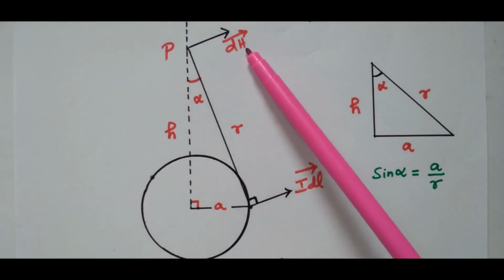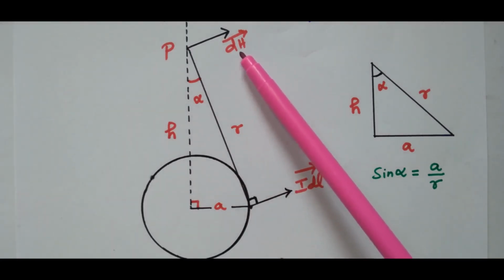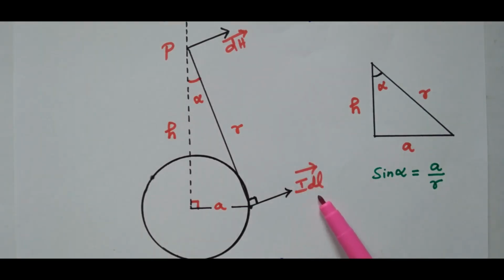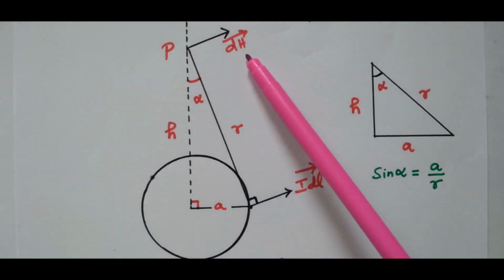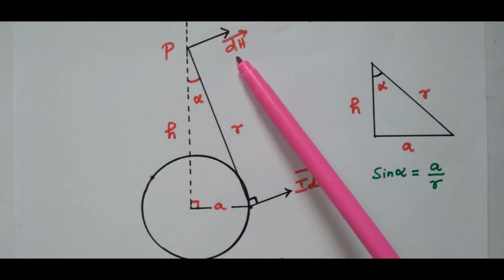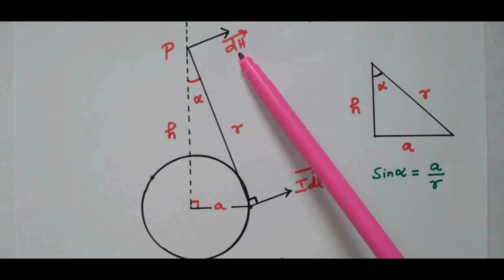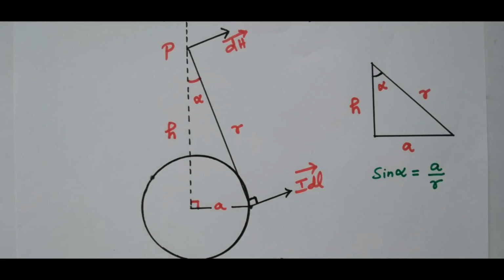H is the magnetic field intensity, dH is the magnetic field intensity due to I dl. There are n number of I dl available. We consider only one I dl, so the magnetic field intensity is also small, dH. By integrating this dH, we will get the total magnetic field intensity.